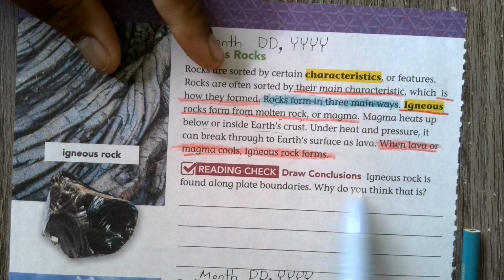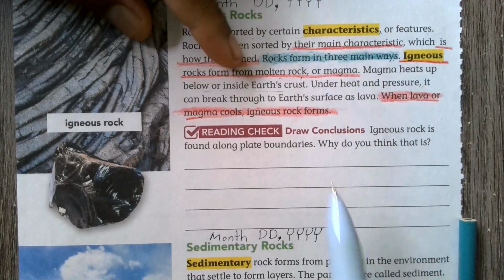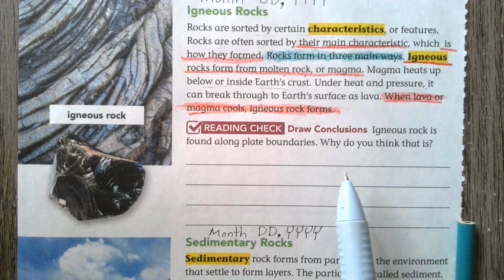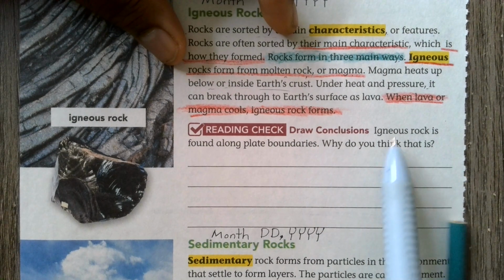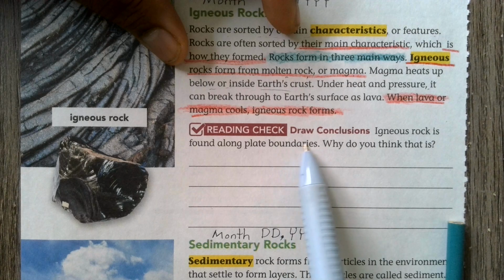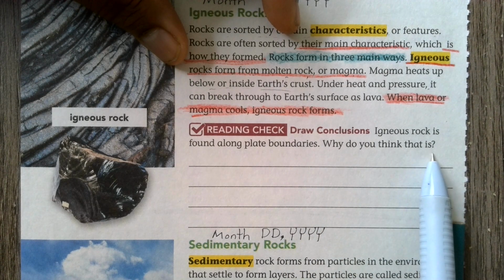So I want you to pause and do this reading check. Remember to restate the prompt and include it in your writing. So it says igneous rock is found along plate boundaries. Why do you think that is?